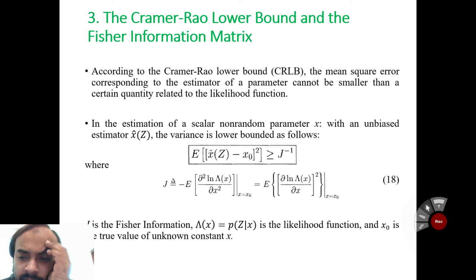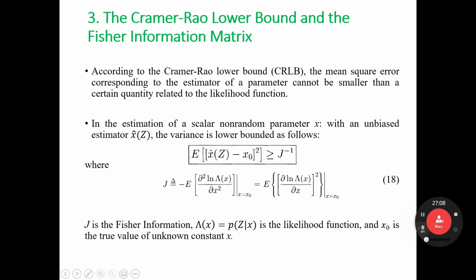Now the final topic is the Cramér-Rao lower bound and the Fisher information matrix. According to the Cramér-Rao lower bound, the mean square error corresponding to the estimator of a parameter cannot be smaller than a certain quantity related to the likelihood function. It means there is some threshold, and the mean square error of the estimator cannot be smaller than that threshold, which is related to the likelihood function.